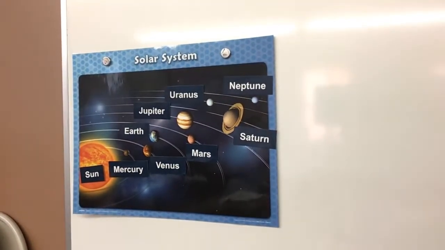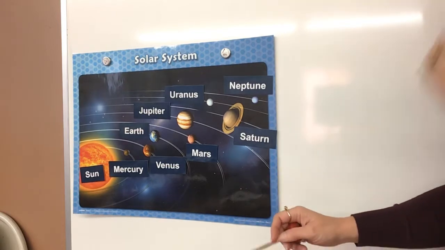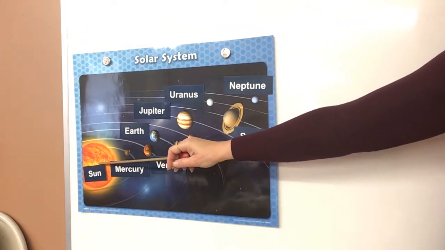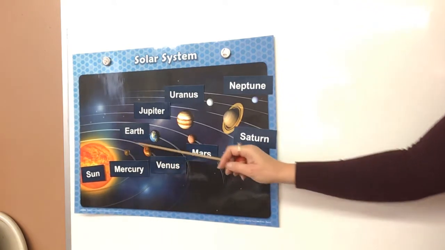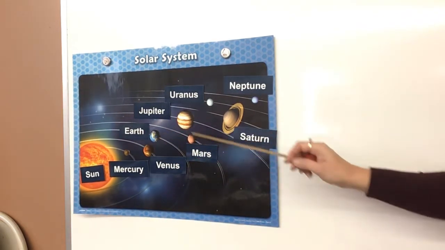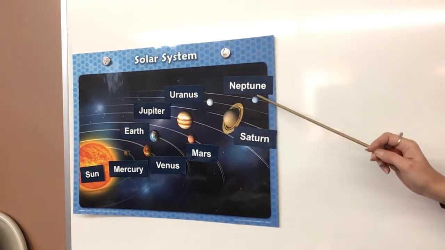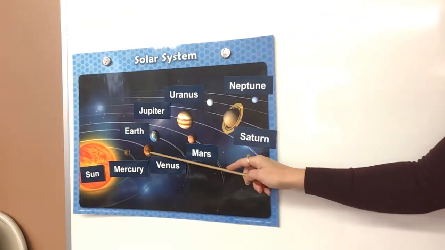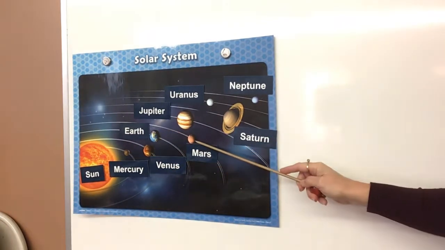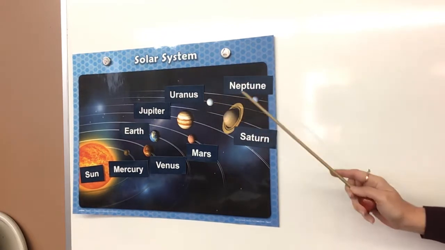Let's look at the solar system. We've got to memorize all the things in the solar system, starting with the sun, which is really a star. Mercury, Venus, Earth, Mars, Jupiter, Saturn, Uranus, Neptune. And again. Sun, Mercury, Venus, Earth, Mars, Jupiter, Saturn, Uranus, Neptune.